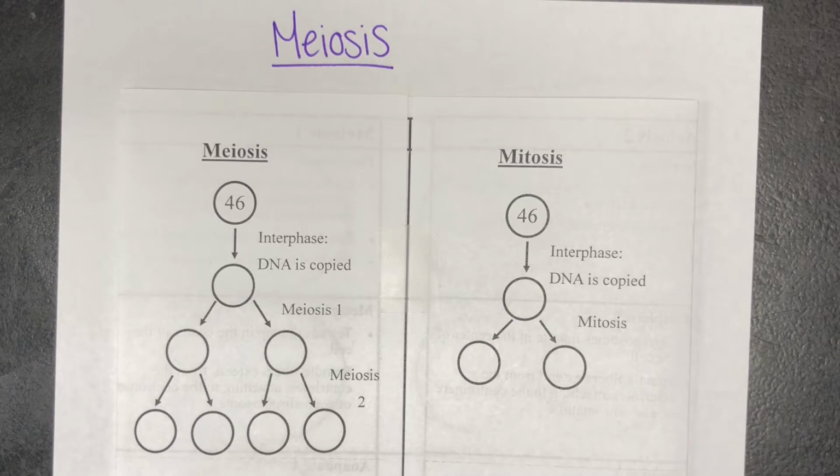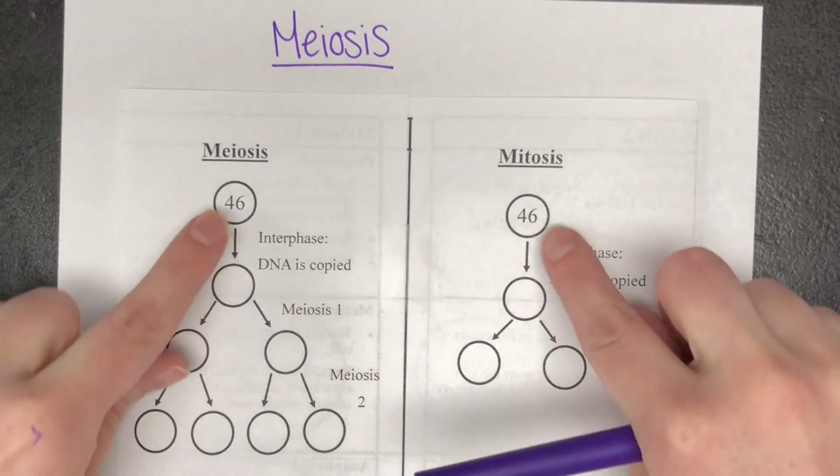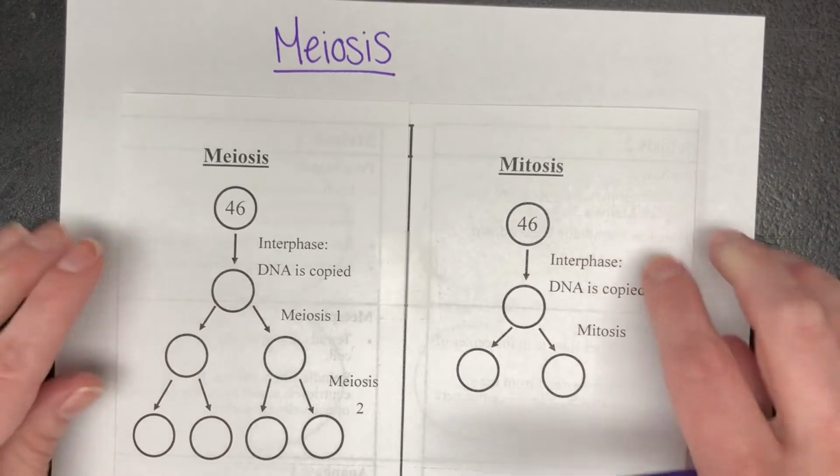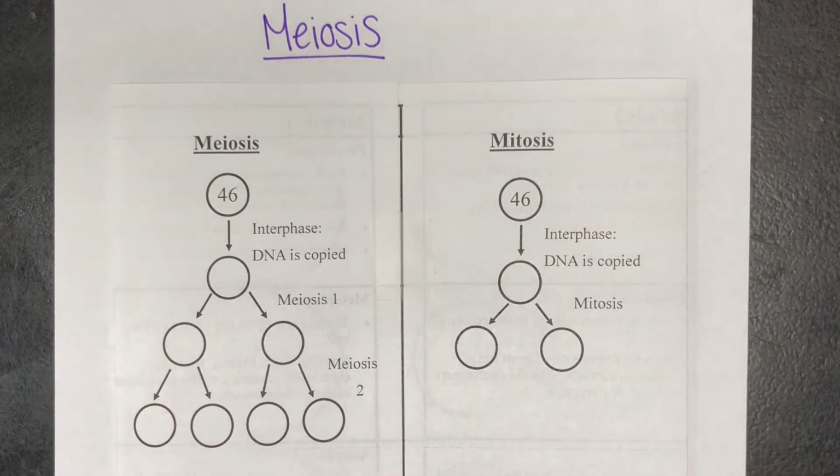So the first thing I'm going to talk about is the difference between meiosis and mitosis. Right here in this first circle, this is going to be our parent cell. That parent cell for both of these has 46. This is because we're talking about genetics and heredity. We're really talking about humans right now, and humans have 46 chromosomes in all of our body cells or somatic cells.